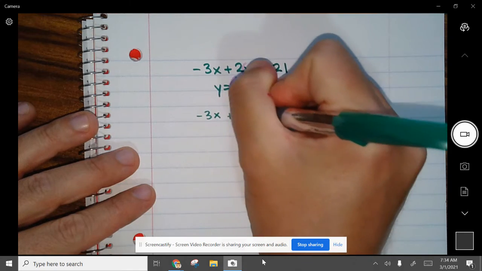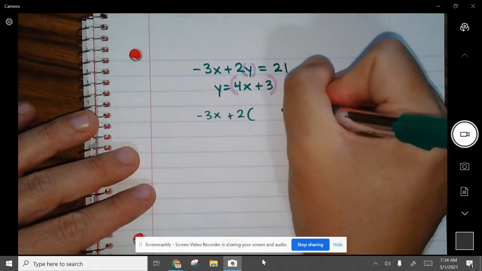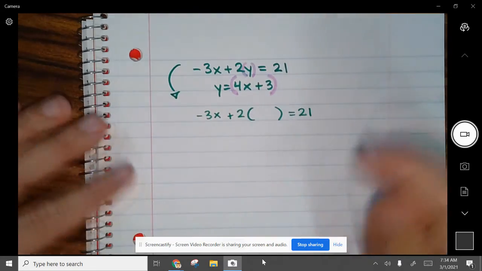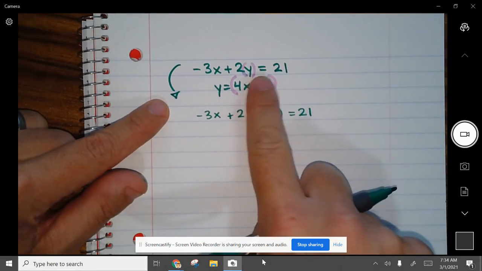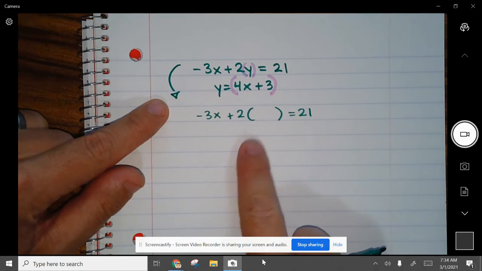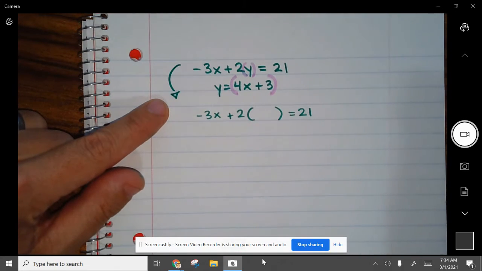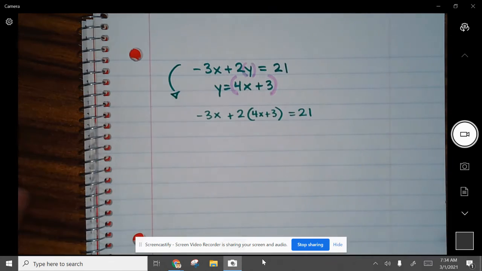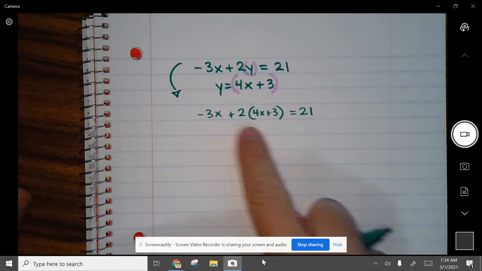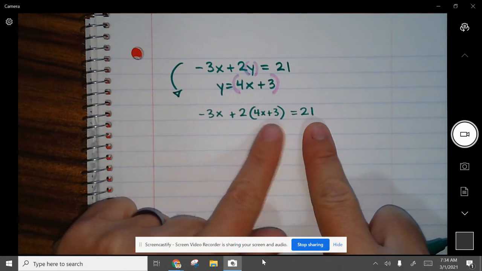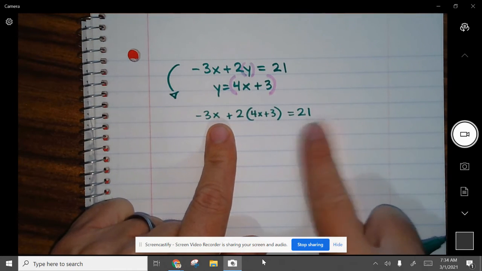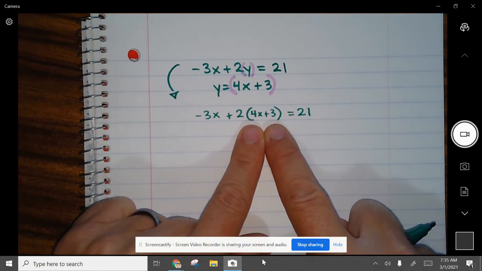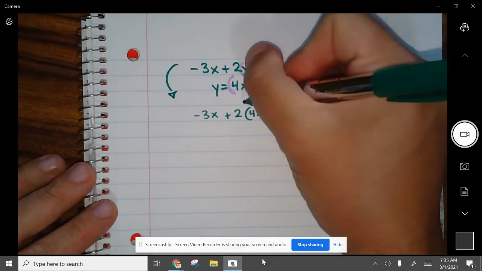Negative 3x plus 2. I'm just going to leave that there for now. If you don't know what's going on here, all I did was rewrite the top equation. But now plug in 4x plus 3. And let's just solve this equation. You are more than capable of solving this. Everything is on this side. There's no letters to the left. You don't have to move anything over, but you do have to distribute. And then after you distribute, you do have to combine like terms.